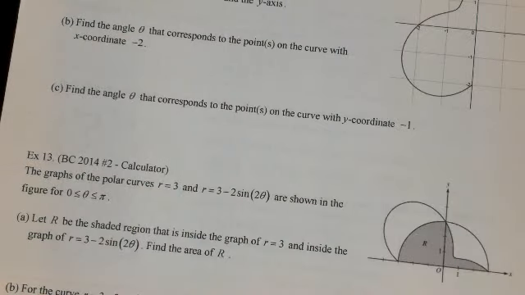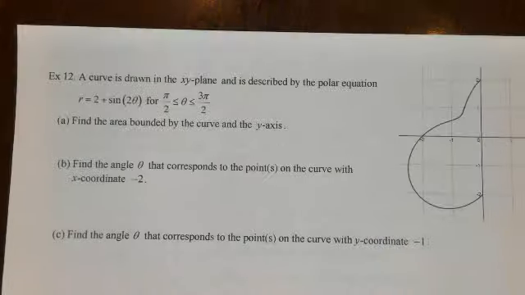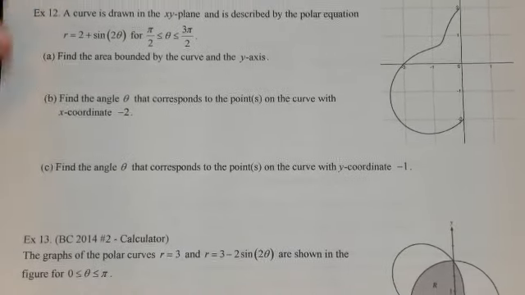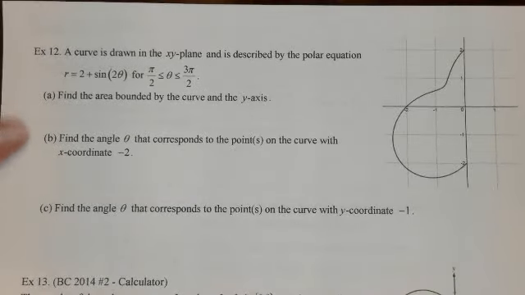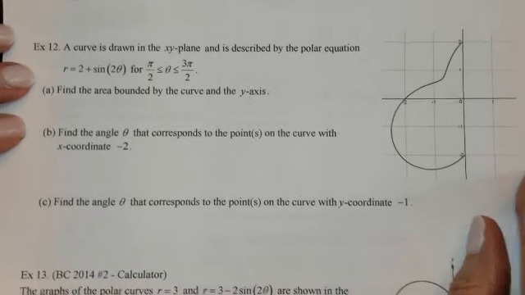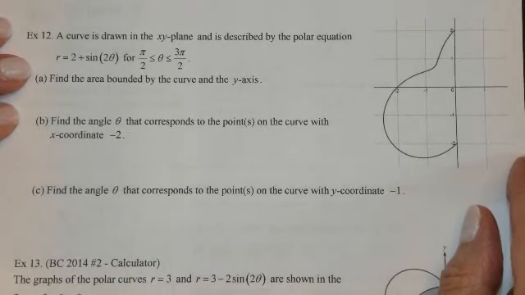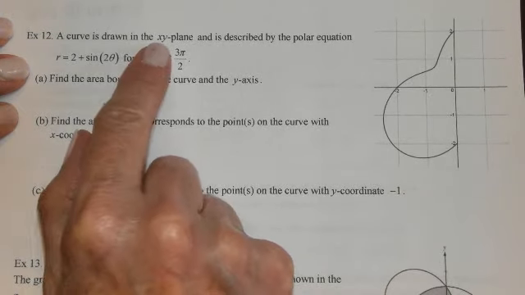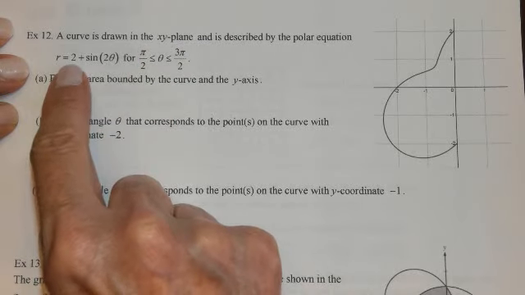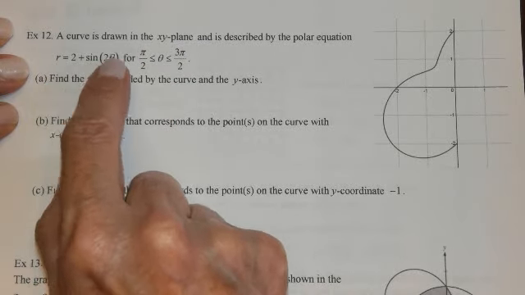All right, next up, example 12. So in example 12, we hit a full-blown FRQ, like an AP style FRQ. Let's just see what they ask, because they can ask a lot. A curve is drawn in the xy plane and is described by the polar equation r is equal to 2 plus sine of 2 theta.